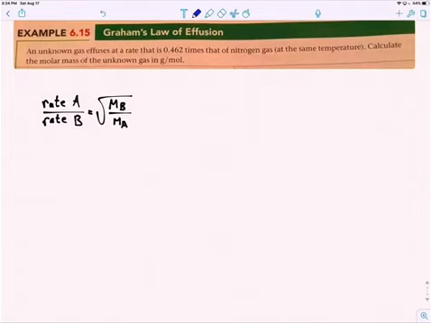So in this one here, an unknown gas effuses at a rate that is 0.462 times that of nitrogen gas. Calculate the molar mass of the unknown gas in grams per mole. So the rate of A over B is 0.462. This is equal to the square root of the mass of, so it's going to be nitrogen, N2.